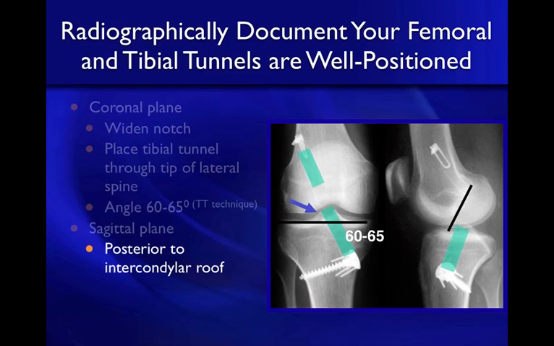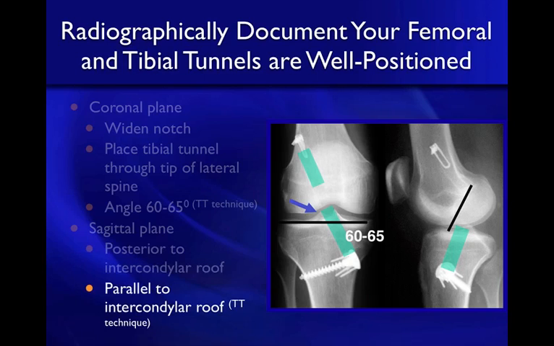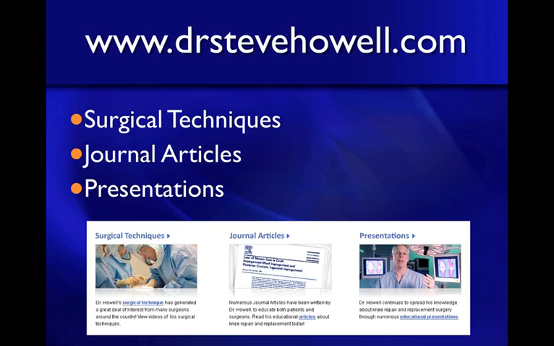In the sagittal plane, you need to make sure that the tibial tunnel is posterior to the intercondylar roof of the knee in full extension. And if you're going to do the transtibial technique, it's nice to keep that parallel to the roof, because when the knee flexes to 90 degrees, the femoral tunnel will reach the appropriate position on the femur in order to place the tunnel halfway between the apex and the base of the notch.